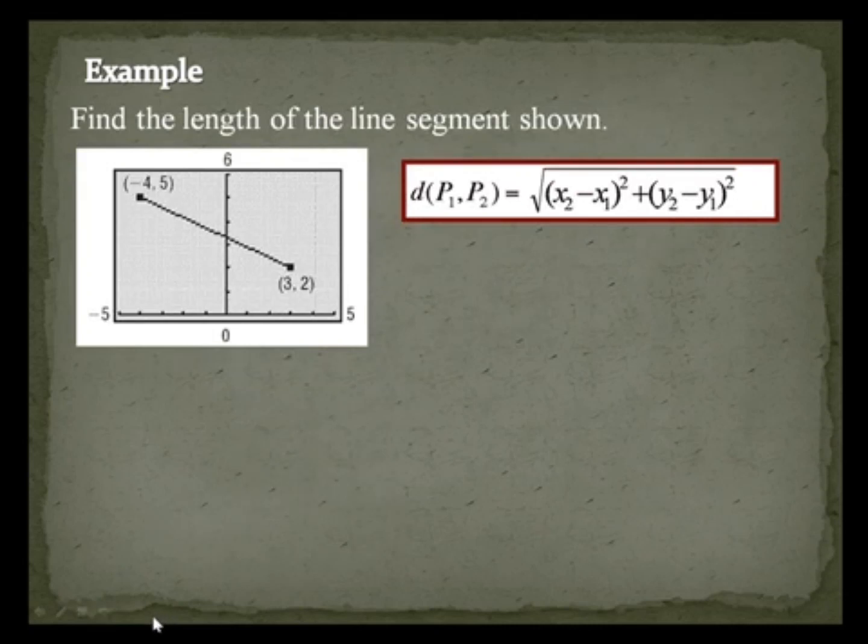Let's look at this example. Find the length of the line segment shown. So here's a picture from our calculator. I'm going to call this x1, y1, my first point. And I'm going to call this one x2, y2, my second point. Here's my formula written out, so all we have to do is follow it.